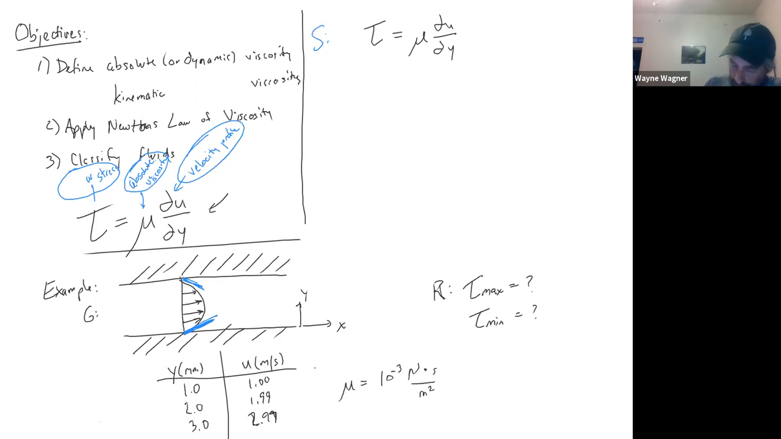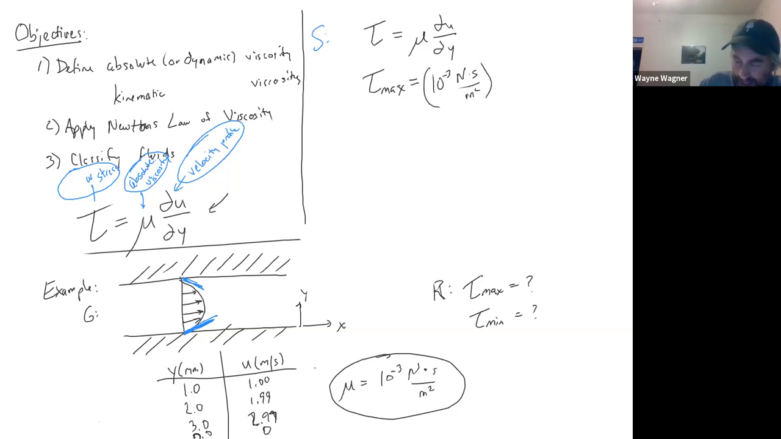I can create another line on this chart, because I know that at 0 millimeters the velocity is 0. So for max, I'm going to go as close to the wall as I can. We'll say tau max equals this viscosity, 10 to the minus third newton-seconds per meter squared. Now I'm going to get at du over dy. I can't get that exact, but I can get it approximate. This is the best you can do with this problem. So I'm going to get as close to the bed as possible.